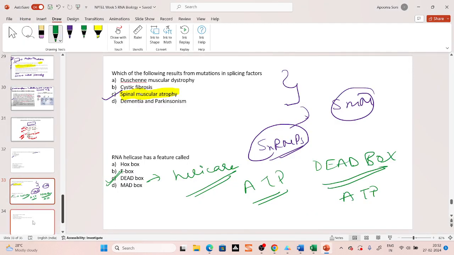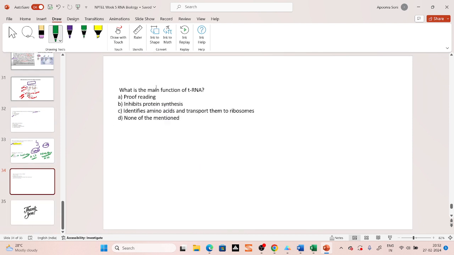The last question is, what is the main function of tRNA? Proofreading, inhibits protein synthesis, identifies amino acids and transport them to ribosomes, or none of the above? Think.